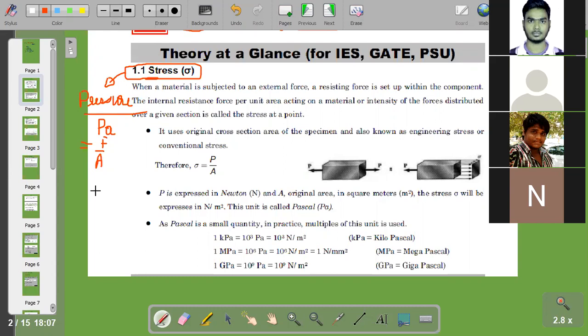So stress is denoted by sigma. Sigma equal to force per unit area. It is denoted by P. P is the force. What is the unit of force? Newton. What is the unit of area? Meter square. Newton per meter square is the stress.